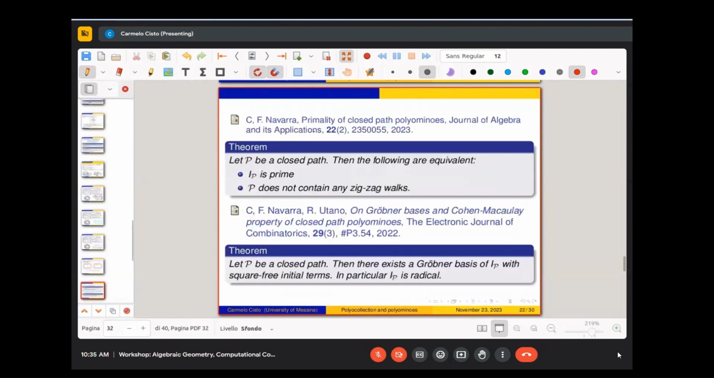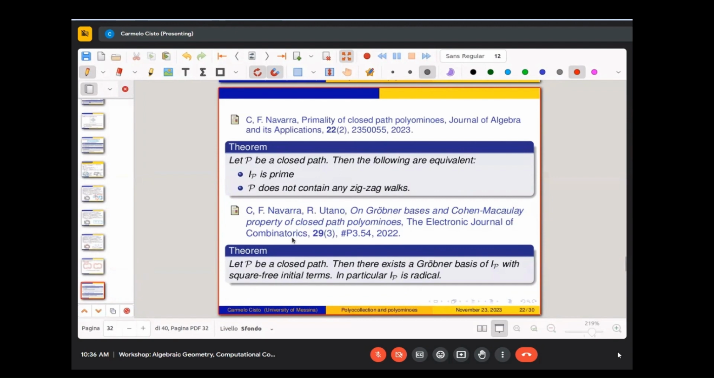Okay. Why are zigzag walks important? Zigzag walks are important because, as proved in this paper with Francesco Navarra, the primality of a closed path is characterized combinatorially by the non-existence of zigzag walks. So a closed path is prime if and only if it does not contain a zigzag walk. So in order to study the primary decomposition, we have to study closed paths having zigzag walks.